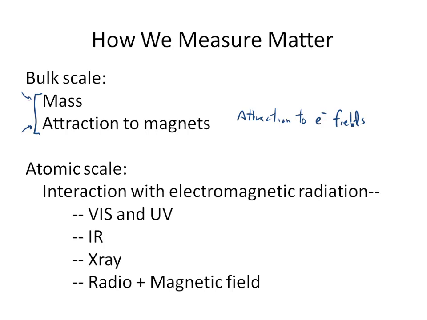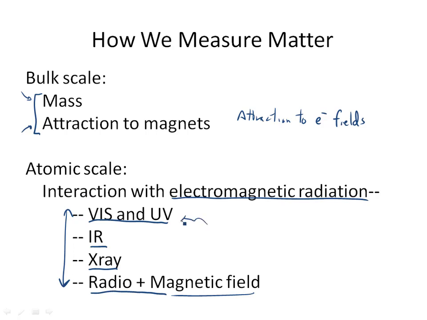Individual molecules and atoms interact with different types of electromagnetic radiation in different ways, and we make lots and lots of measurements about molecules and atoms that way. So we use visible and UV light, we use infrared light, we use X-rays, and we use radio waves and magnetic fields. These different things tell us different things about molecules.